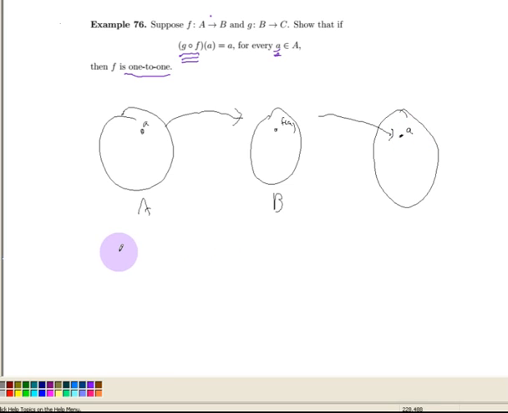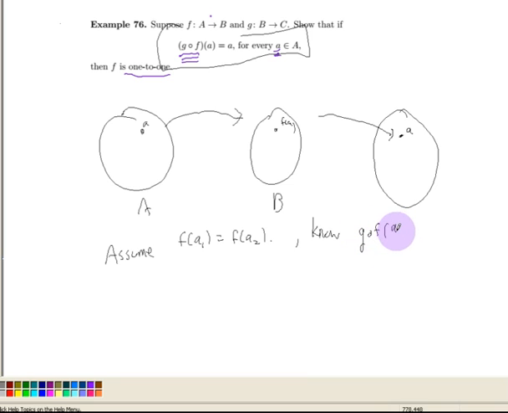Right. So we're going to assume F of A1 is equal to F of A2. Okay? And we also know this. Okay? We know G composed F of A is equal to A. Okay? So F of A1 is equal to F of A2. So that means I have A1 here, A2 here, and they're both going to the same place. Okay?